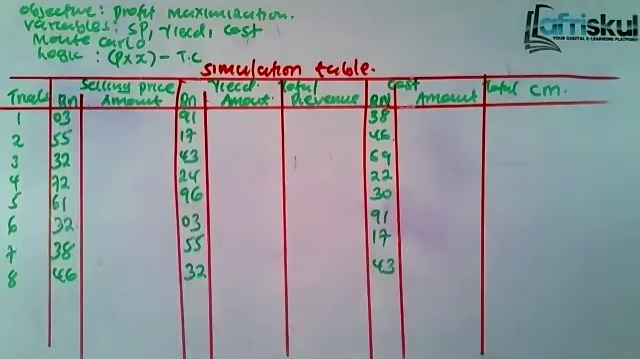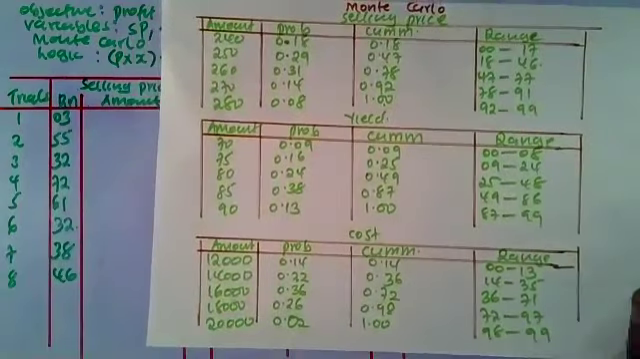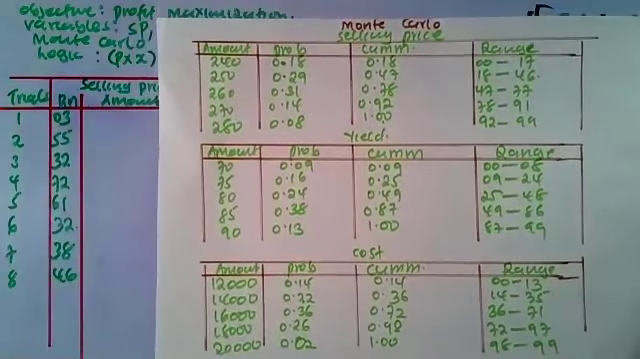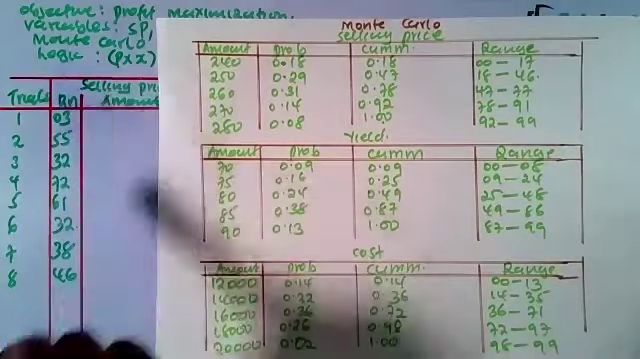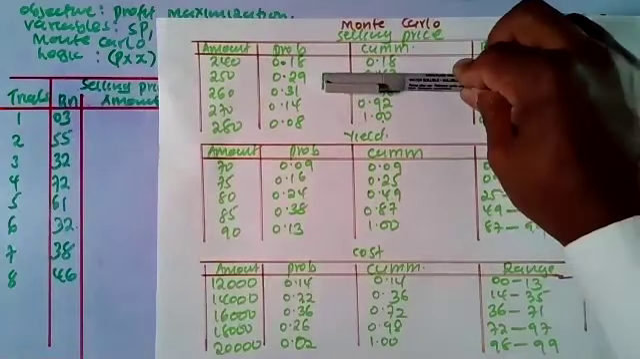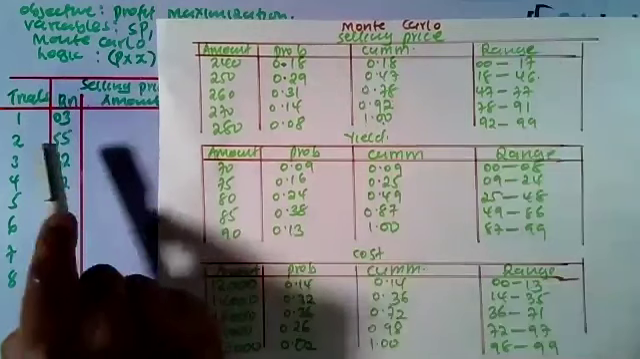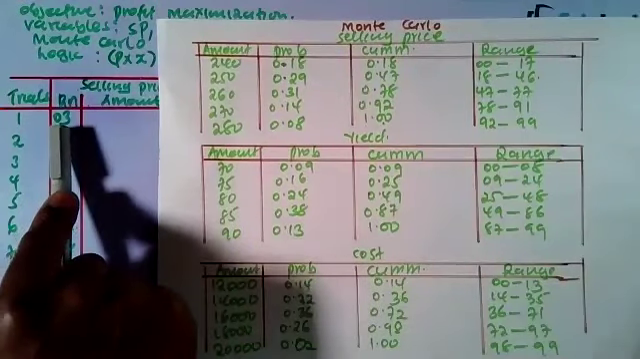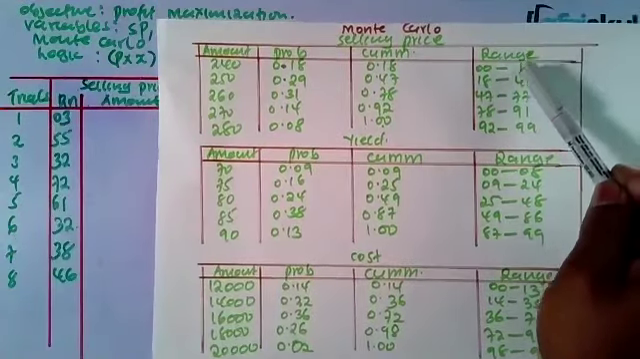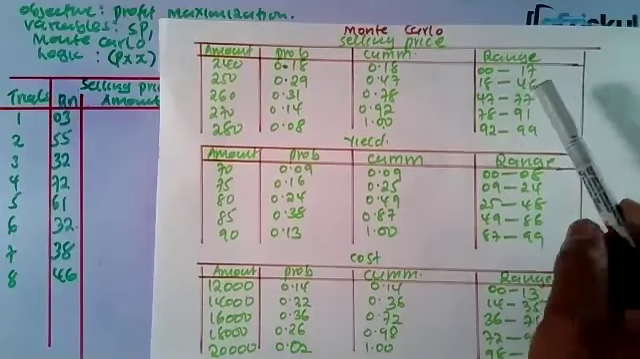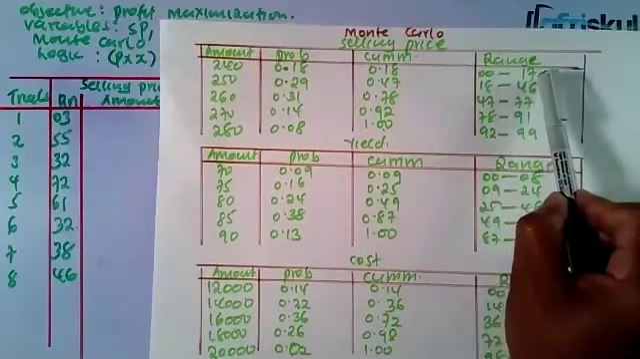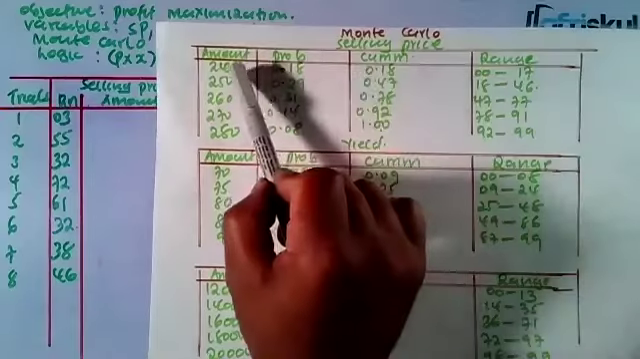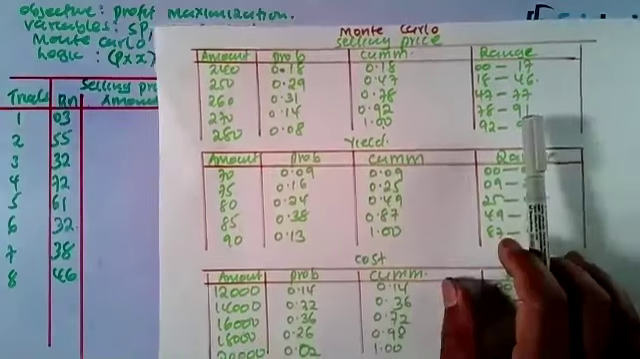Now to get the amount, that's when you factor in the Monte Carlo. The first one, we want to start with the selling price. The selling price, you just come here to the Monte Carlo for the selling price. The first random number is 03. Unakuja kwa ranges. Kwa ranges, unaangalia where is 03. 03 is in between 00 to 17. In that case, the amount will be 240.